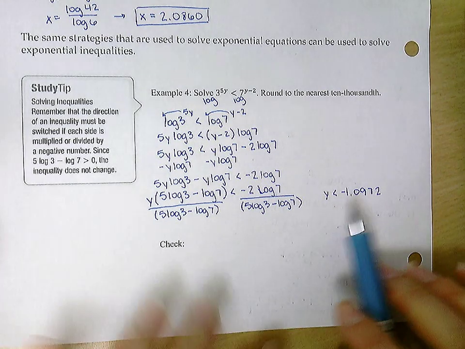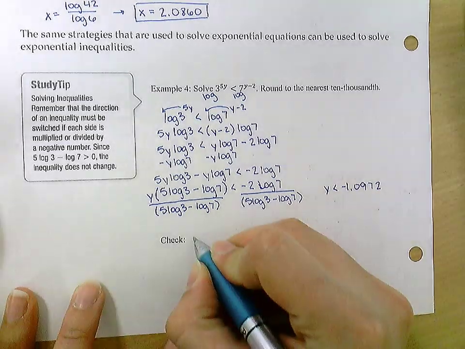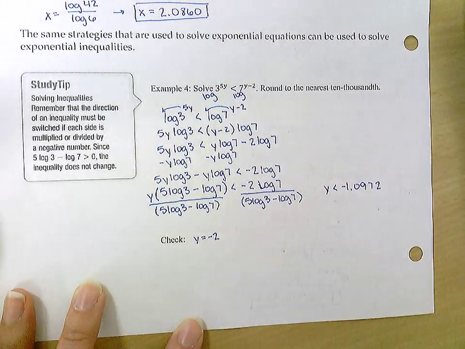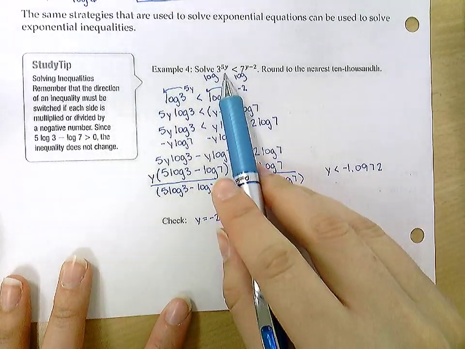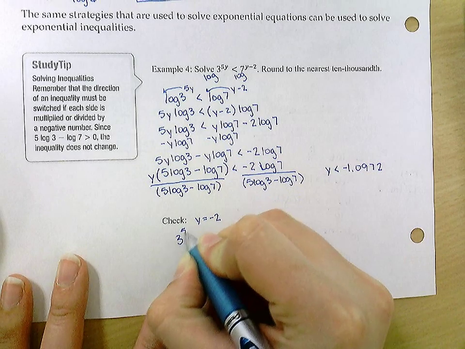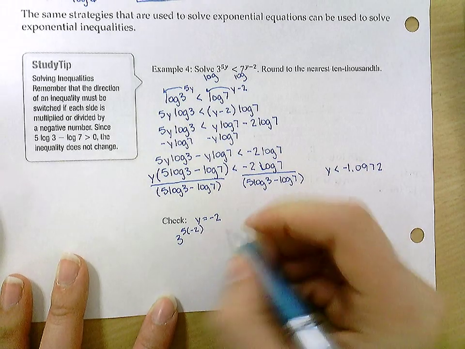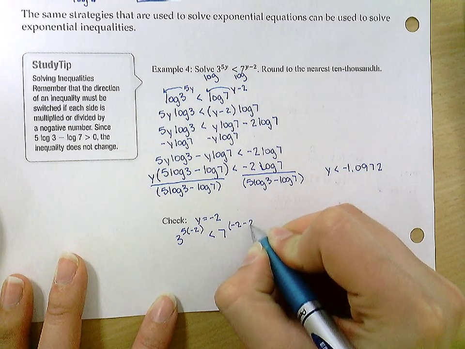Now you do want to check to make sure that this actually works out. Since it's saying all the y values less than negative 1.0972, you can plug in negative 2 since it is less than that value. So I'm going to use y equal to negative 2 to check. I'm going to plug it into my original up here. So that would be 3 to the 5 times negative 2 is less than 7 to the negative 2 minus 2.